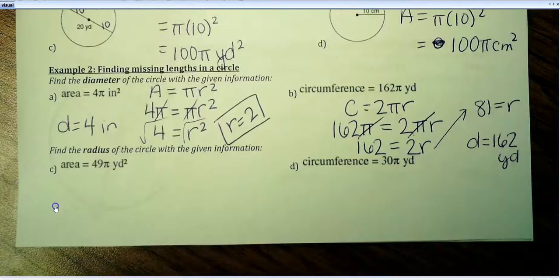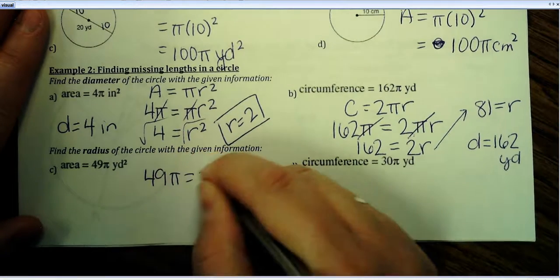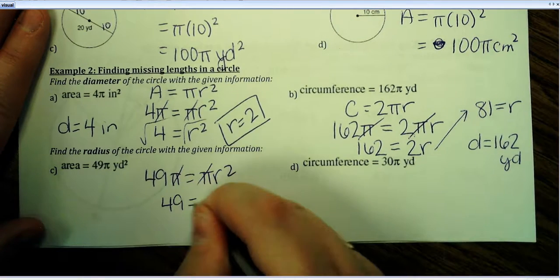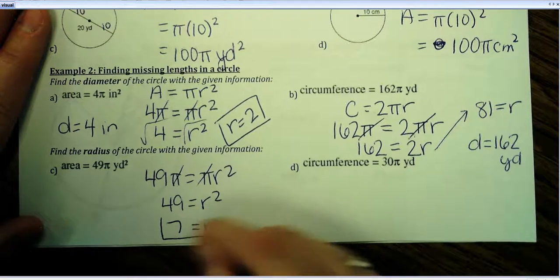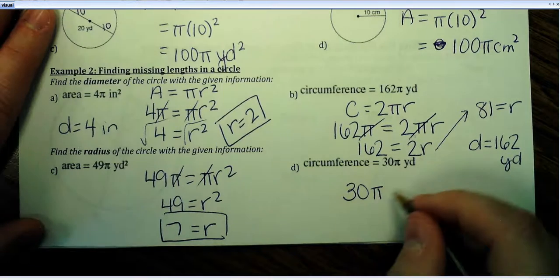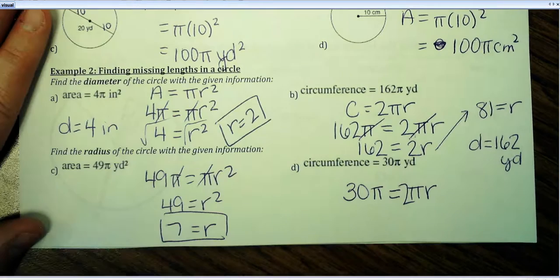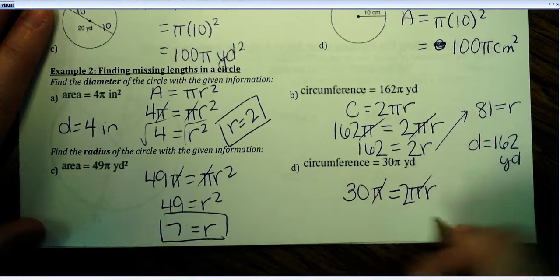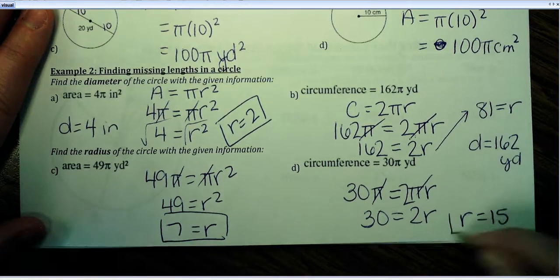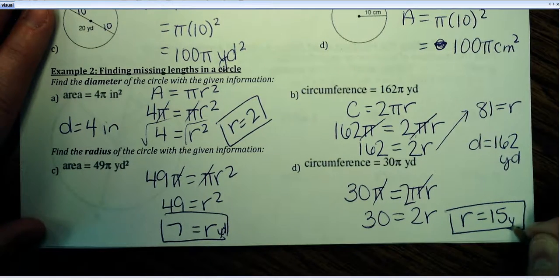Now these two ask you to find the radius. So area is 49 pi. I'm just going to set that equal to the area formula. The pi's cancel out. 49 is the radius squared, so the radius is 7. I'm going to give the circumference in this part, so I'm going to set that equal to the circumference formula, 2 pi times the radius. The pi's cancel, so 30 is twice the radius, so my radius there is going to be 15. Whoops, this one is yards, and this one is also yards.